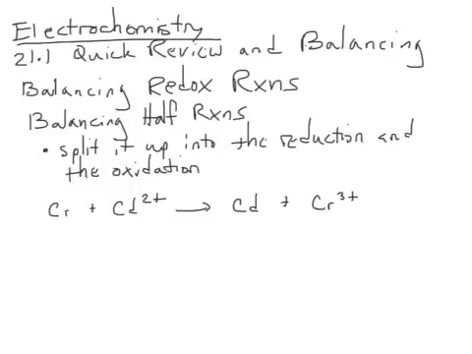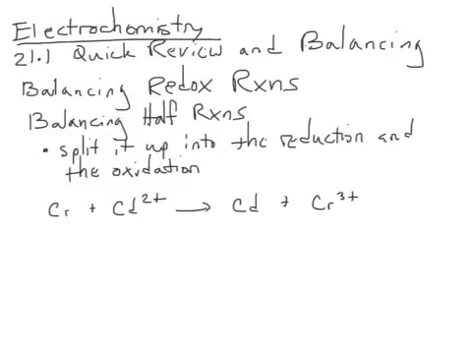Again, some of you might be able to do this pretty quick without going through all these steps, but sometimes these reactions can seem a little complicated, so I'll show you the steps. What we want to do is divide this up into the oxidation and reduction half reactions. If you'll notice, chromium goes from Cr to Cr3+. So chromium is losing electrons in that process. It's going from no charge to a charge of positive 3. So it lost 3 electrons in that process.